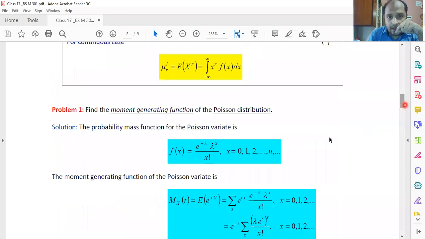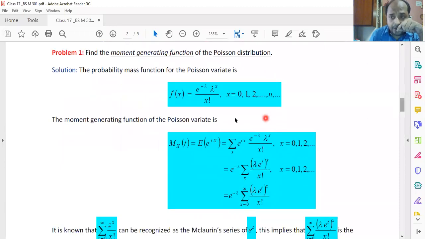Now, after learning this moment generating function, how is it applied in statistics? How is it applied in different statistical distributions? So first of all, we have considered the Poisson distribution, and we are going to find the moment generating function for the Poisson distribution. We know that Poisson variate is a discrete variate, and since Poisson variate is a discrete variate, its probability mass function is defined as this. This is the probability mass function of Poisson variate.